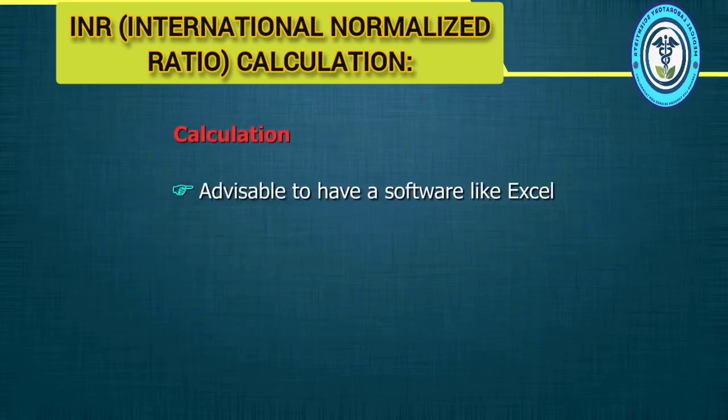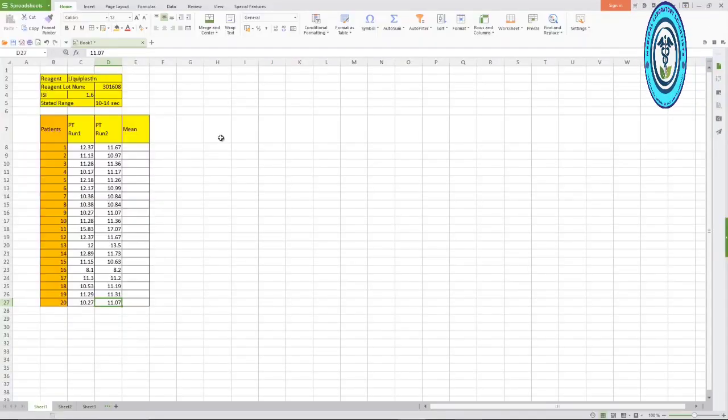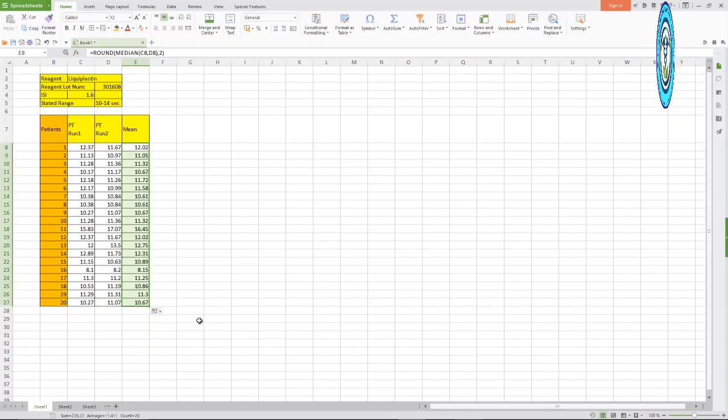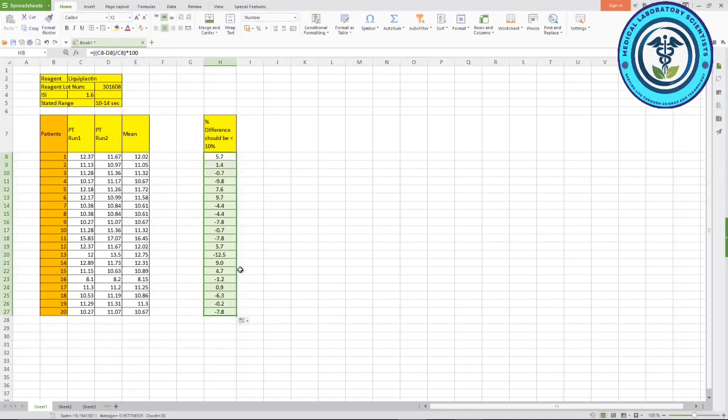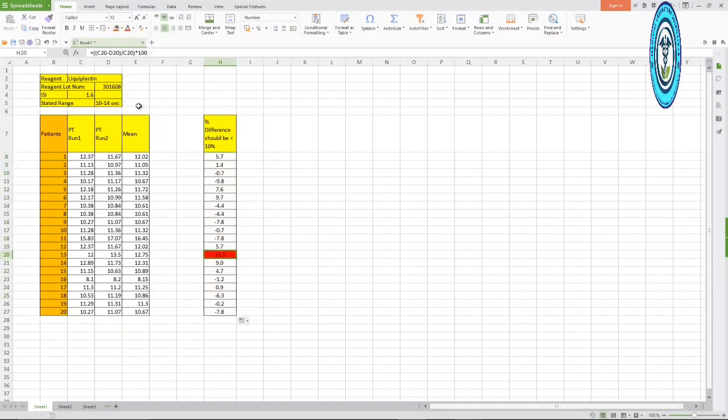Calculation. It is advisable to have software like Excel to make the calculations easier. Say, 20 samples are run in duplicate. The mean of both runs for each sample is calculated. Calculate the percent difference between the two readings. The percent difference should be less than 10. Exclude all the outliers that have a percent difference of more than 10.